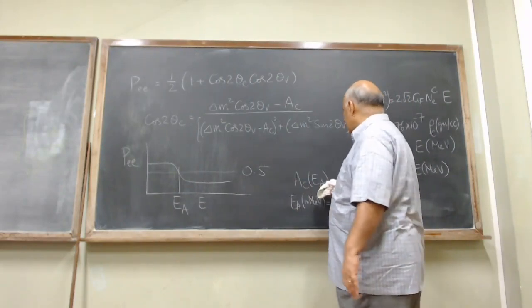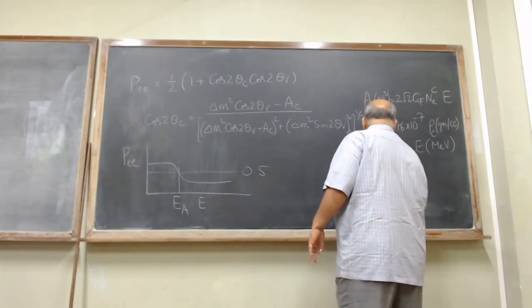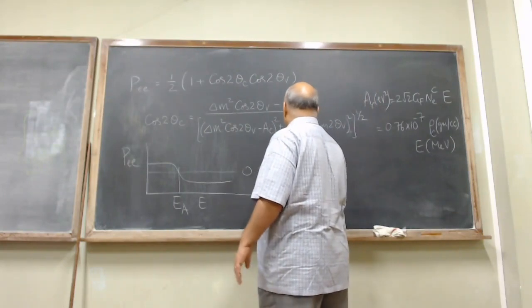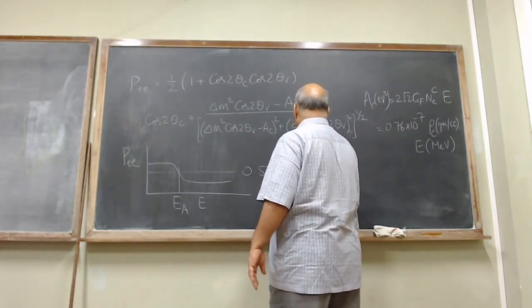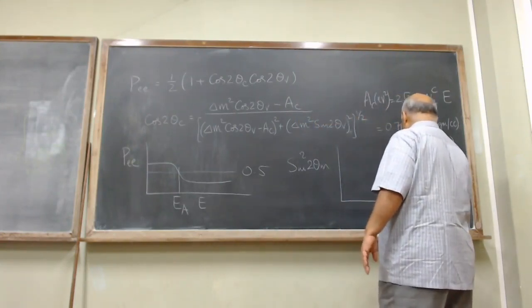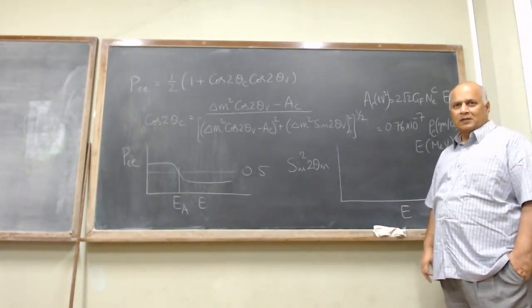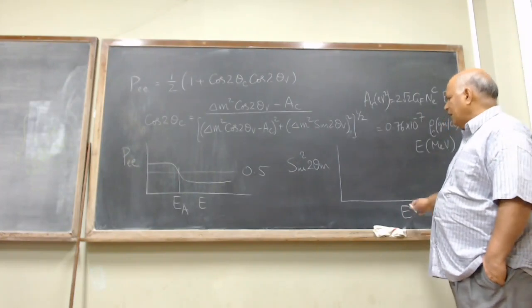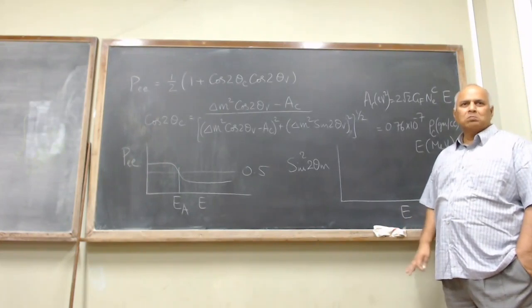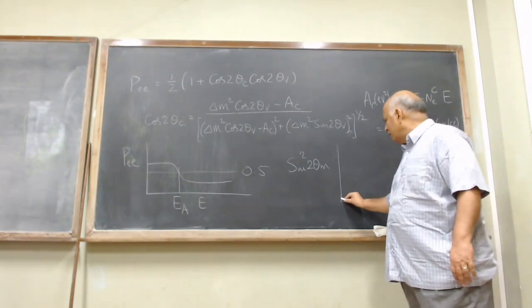And this thing is called MSW resonance because if you plot sin²2θ_m versus energy, at E equal to 0, I have the vacuum value, and I am assuming that the vacuum value is small. So it will be very small.